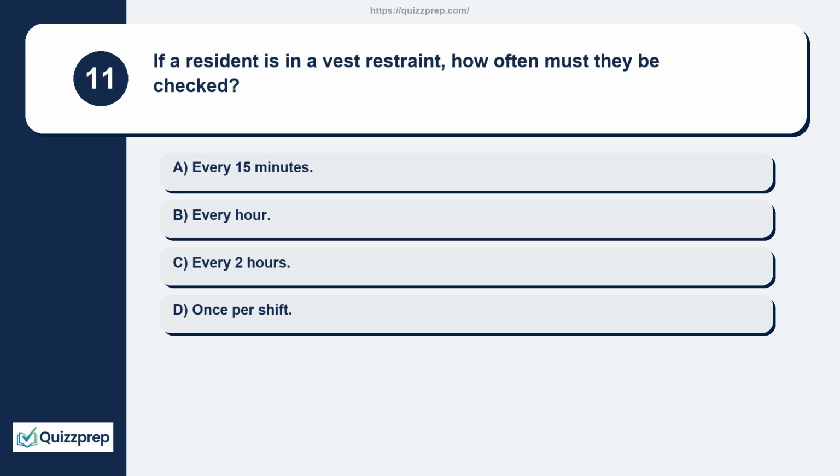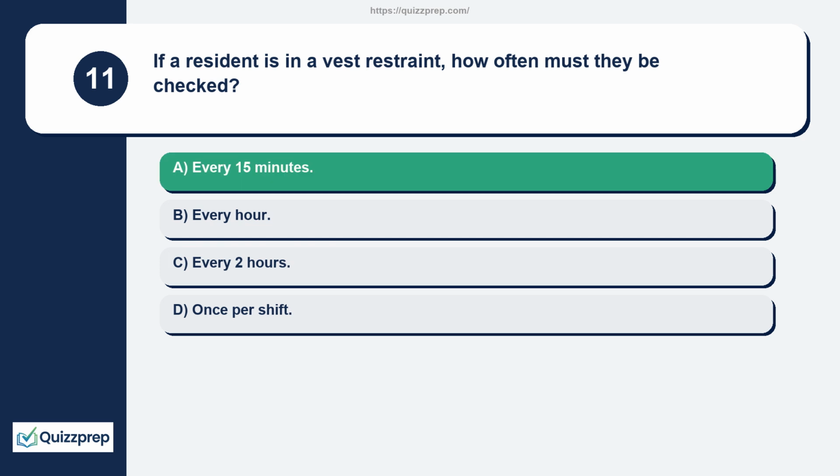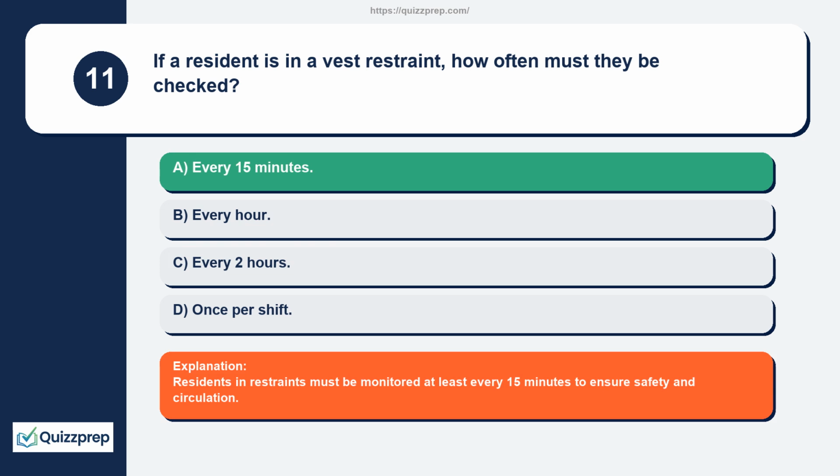Question 11. If a resident is in a vest restraint, how often must they be checked? Every 15 minutes. Every hour. Every 2 hours. Once per shift. Residents in restraints must be monitored at least every 15 minutes to ensure safety and circulation.